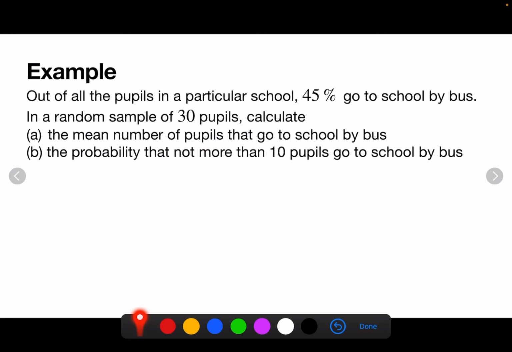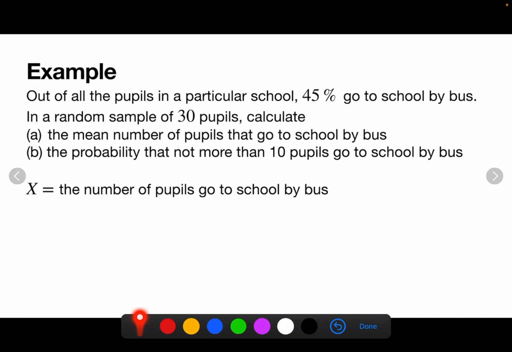What is our random variable? How do we know our random variable? Find the word probability. What does this 10 stand for? 10 pupils go to school by bus, so the random variable is the number of pupils who go to school by bus. You just have to replace this 10 with the general phrase, the number of pupils.